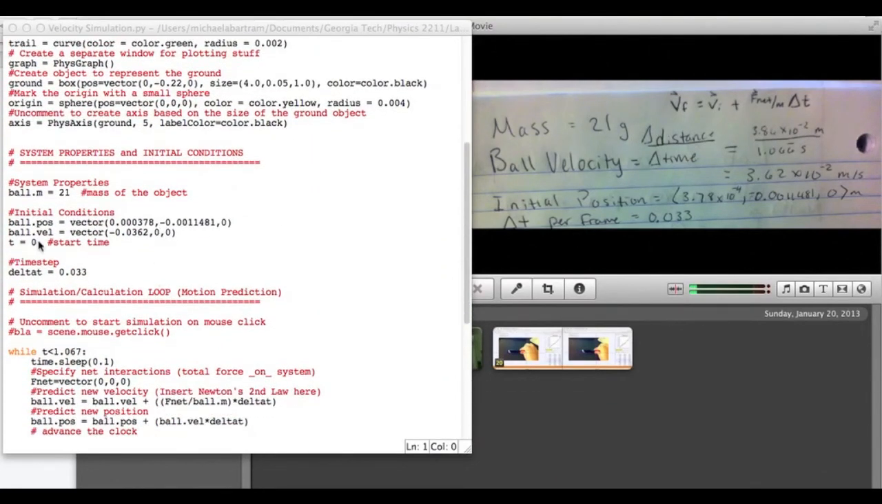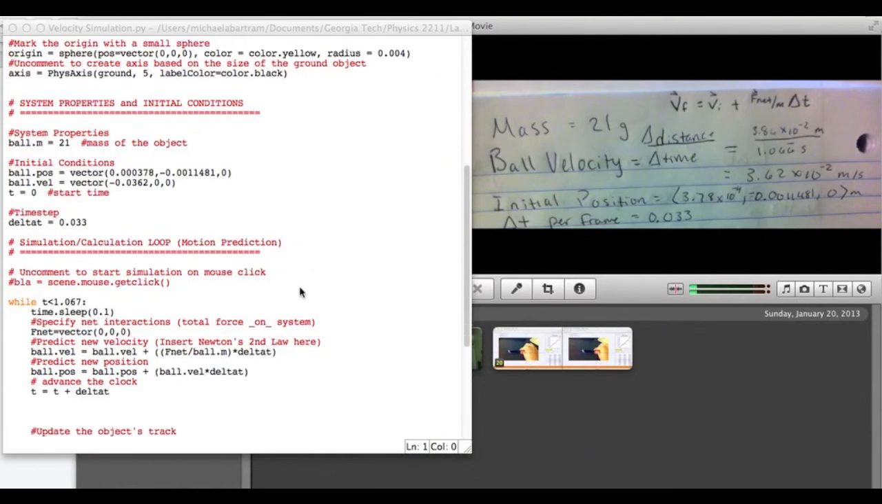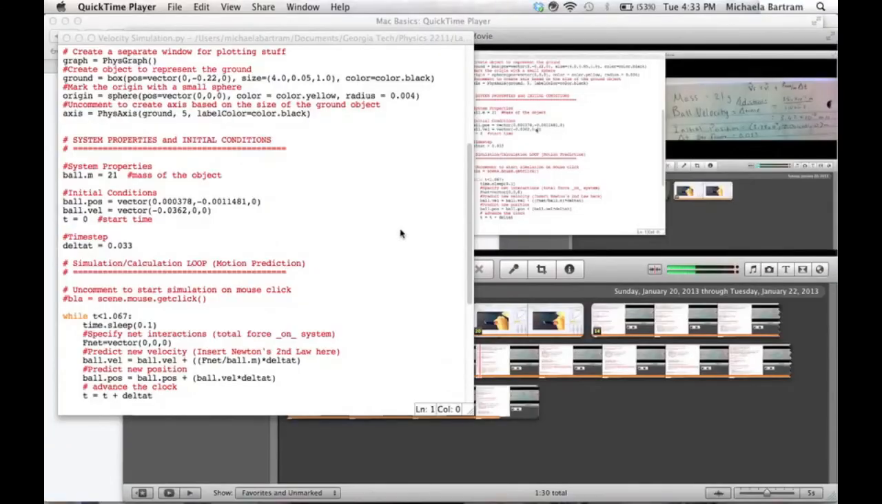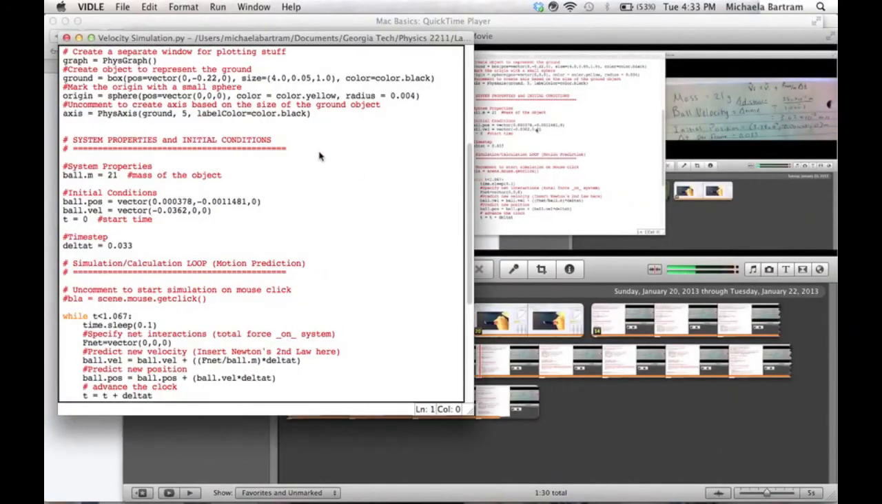Also, initial time is 0, delta t is 0.033, which we get from over here. And then while t is less than the final time, I just plug in all of that. My vector for force is 0, and I plug it into the velocity formula that I derived over here. To VPython, it's time to run our program.